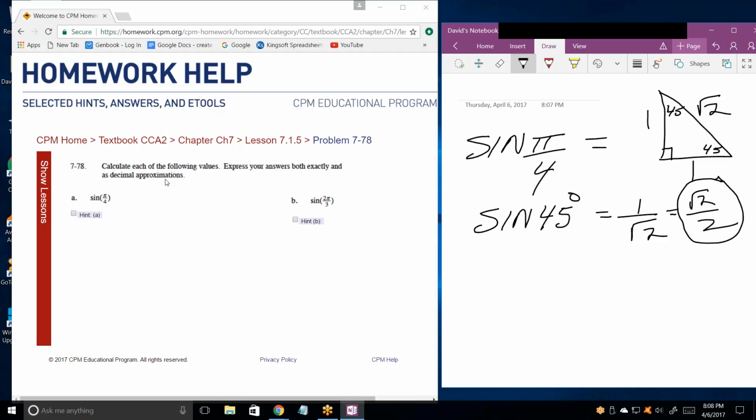Now they also want the decimal approximation. What's square root of 2 divided by 2 on your calculator?